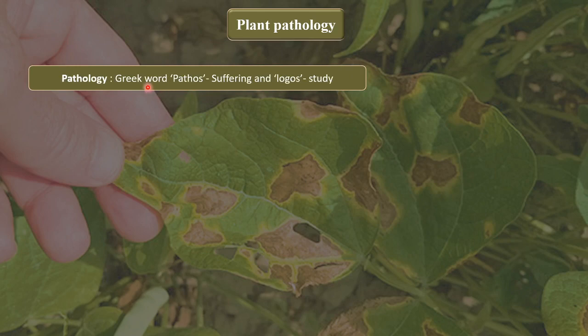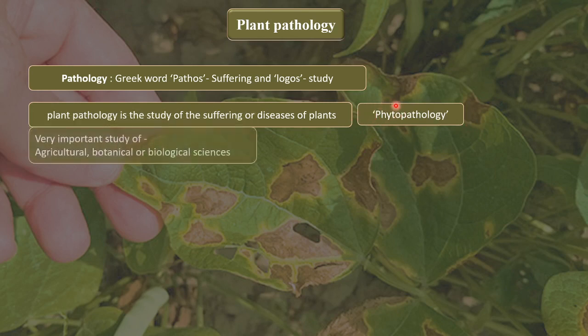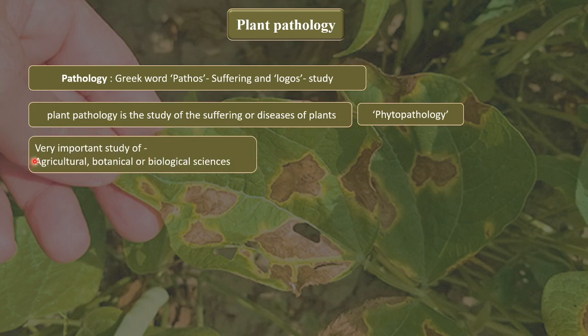So, pathology is derived from two Greek words, pathos, which means suffering, and logos, which means study. So, plant pathology is the study of the suffering or diseases of plants, and this study is also known as phytopathology because phyto itself means plants. And this study is a very important part of many branches like agricultural, botanical, or biological sciences.